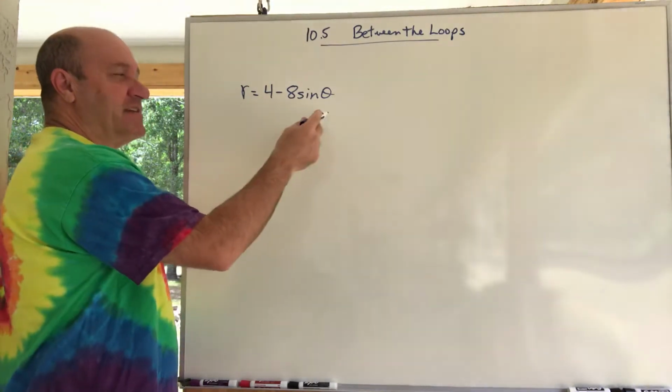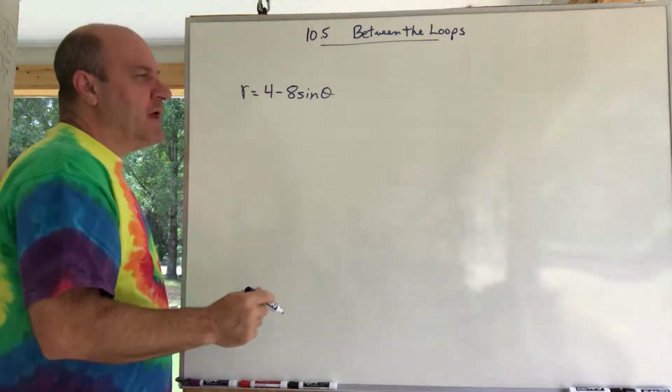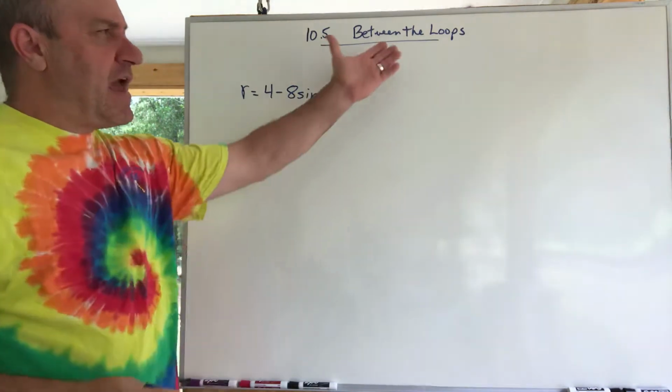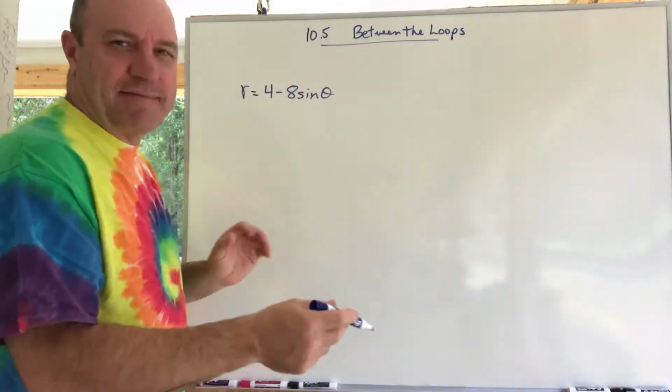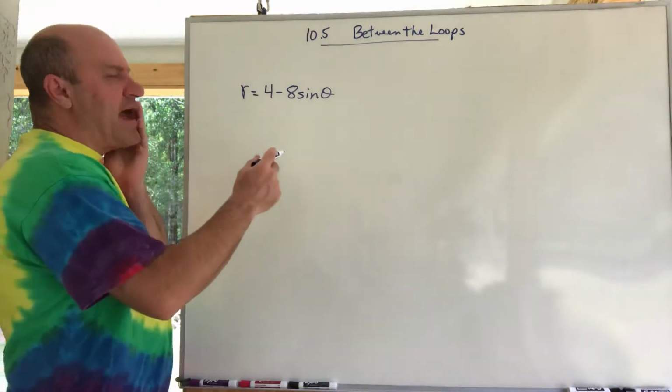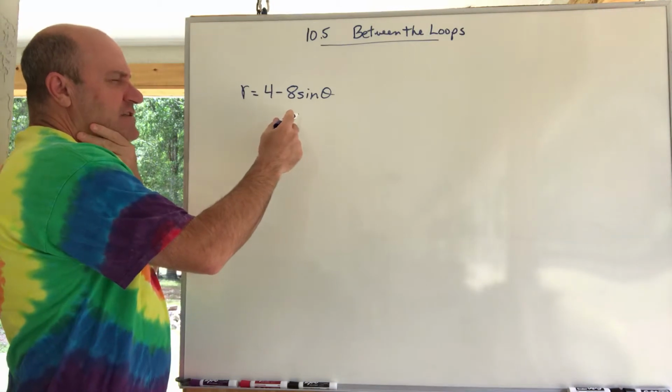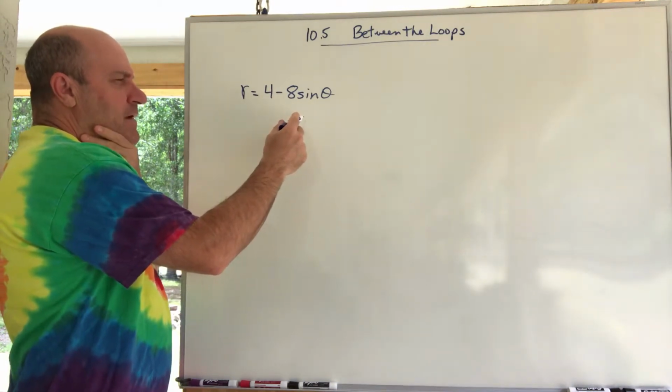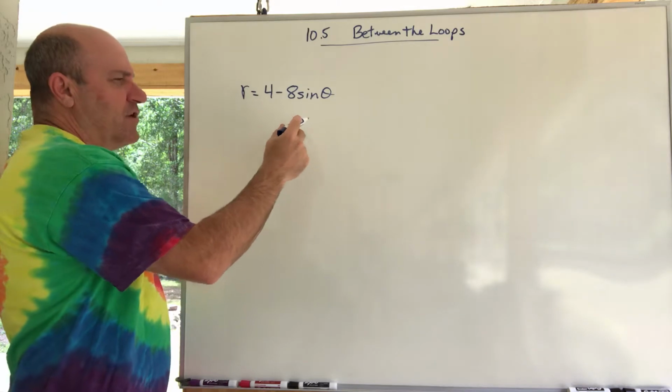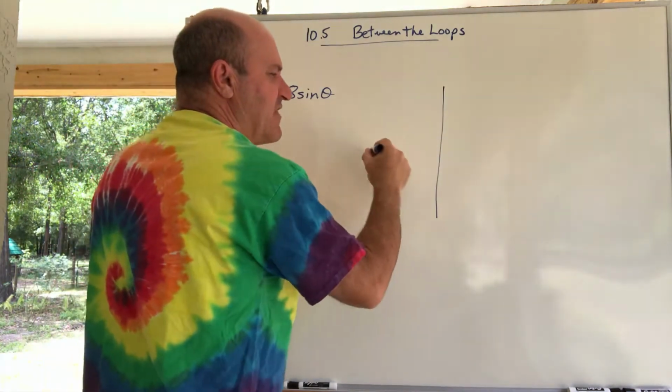But this is a nice limaçon that has an inner loop. And so when I'm asking for the area between the loops, I think that's obvious, but let's clarify that. So let's see, if this is a limaçon, you know what I want to do? I want to find the tangents at the pole.